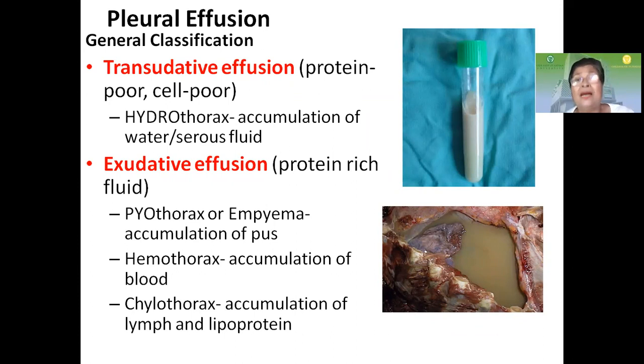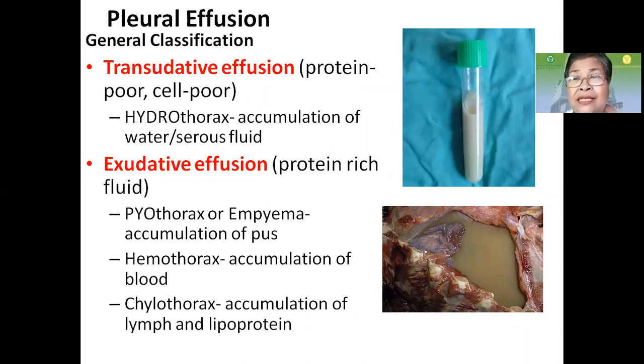Okay, halimbawa, pus is called pyothorax or empyema. Or the patient had an accident, like stabbing, gunshot wound, nasaksak, o baril, or vehicular accident. Tapos nagkaroon ng trauma to the blood vessel. Saan magkakaroon ng dugo? Saan pupunta ang dugo? Pleural cavity. So tawag doon, hemothorax. Or chylothorax. Accumulation of lymph and lipoprotein. Okay, lymph and lipoprotein.